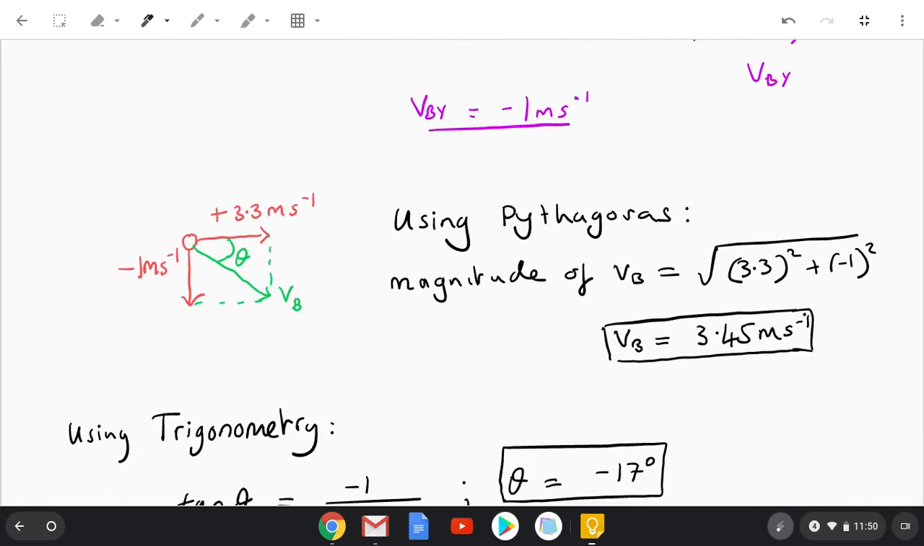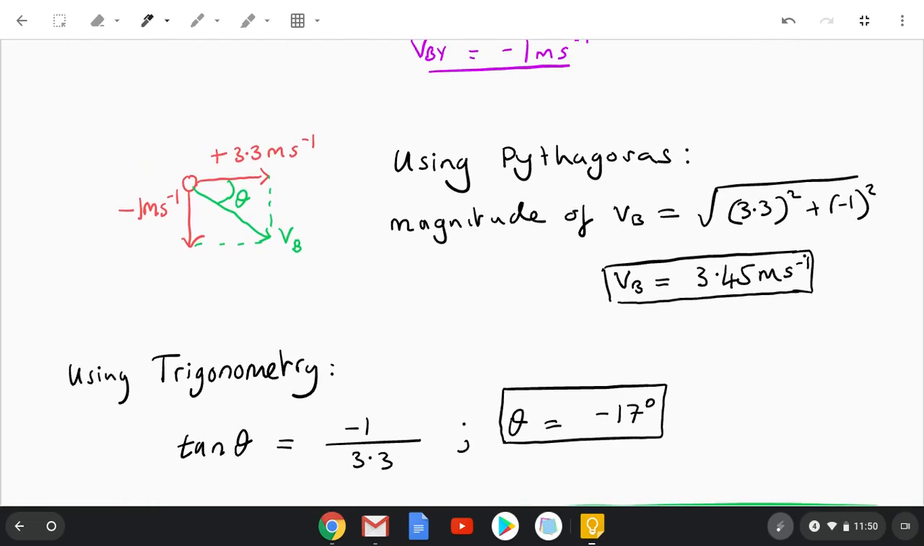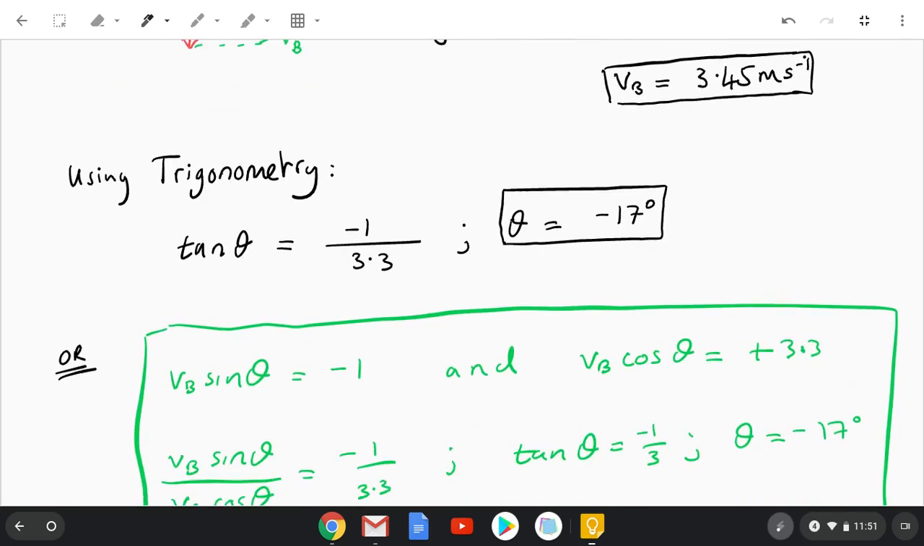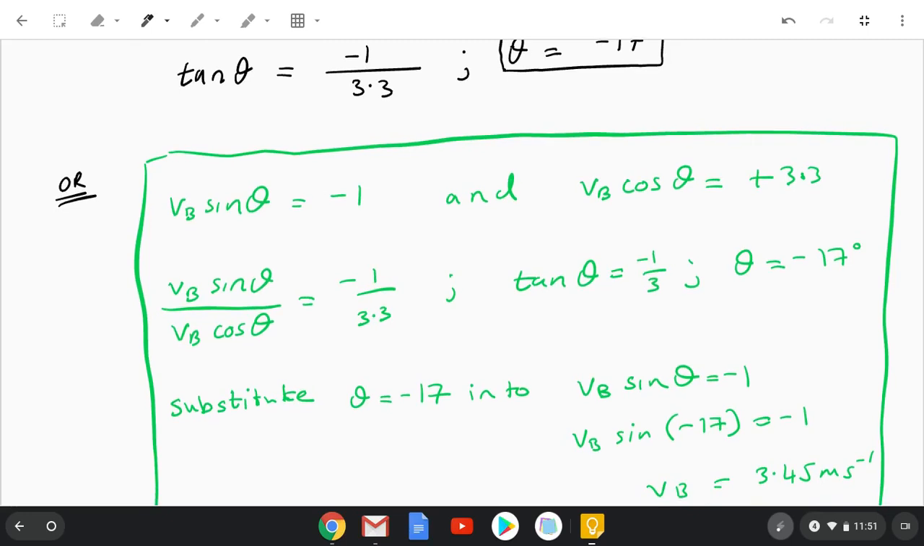So here we've got the two angles, and what we've done is we've found the horizontal and the vertical components by using the conservation of momentum in each dimension separately, and using trigonometry and Pythagoras we can find these two angles. Now you may not have used these two, trigonometry and Pythagoras, to get VB and theta. You could have gone the other way.